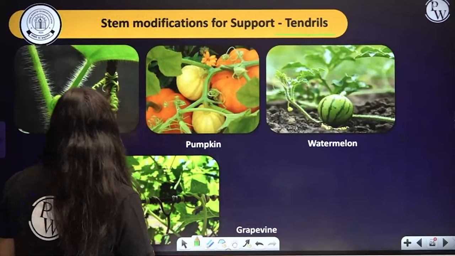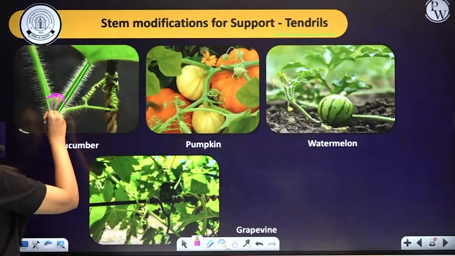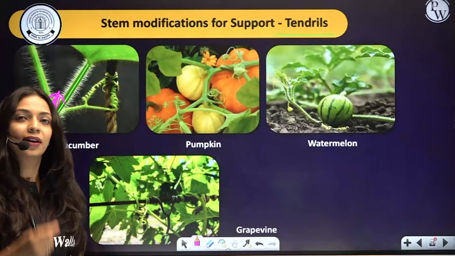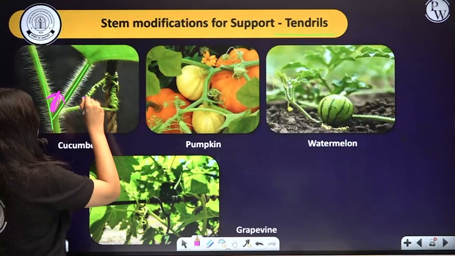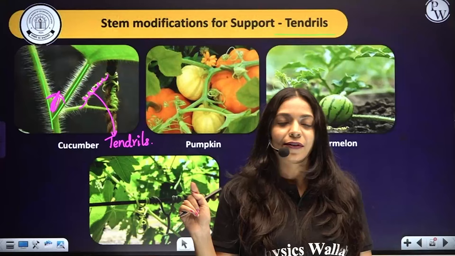Okay, so here you can see this is a stem and here is the leaf. I'll use a different color. So this is the axil, right? In the axil, usually you find a bud which has the ability to develop into a branch. But in such plants, which are usually climbers or runners, where additional support is required, these axillary buds get modified and develop into these coiled, wiry structures called tendrils.